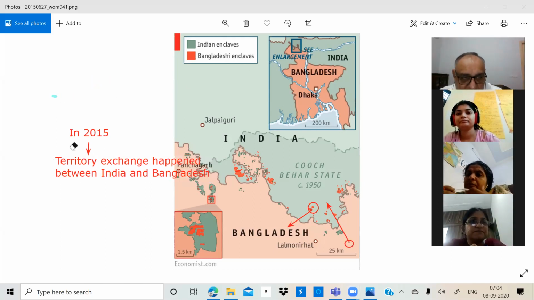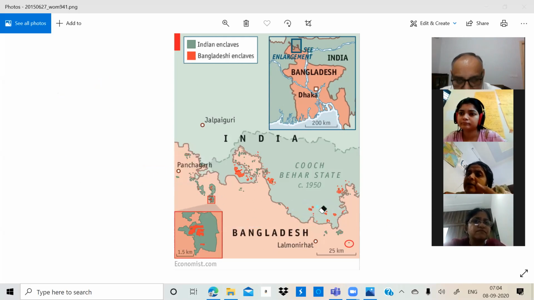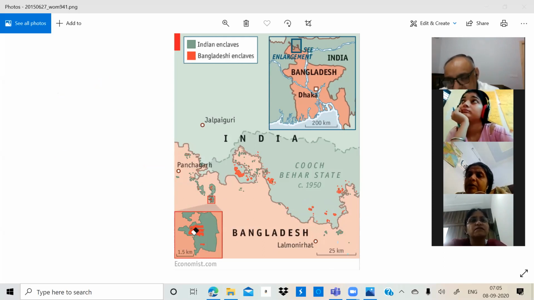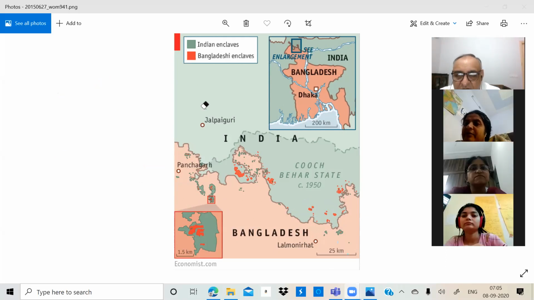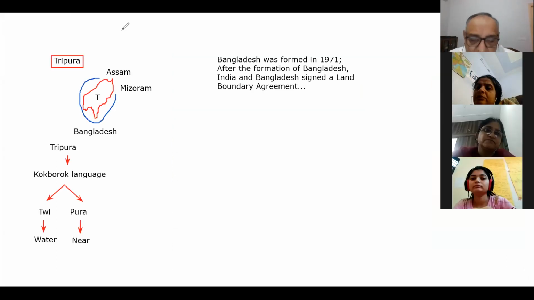Sir, but till this time, the administration was done like the old pattern only. Yes, till 2015, the Indian enclaves in Bangladesh were administered by India. Yes, sir. And sir, Bangladesh's enclaves were administered by Bangladesh only. ऑब्वियसली ठीक है, जब उनकी टेरिटरी है तो कौन देगा हमें उसको एडमिनिस्टर करने का? सो वो तो प्रॉब्लम रहेगी फिर.